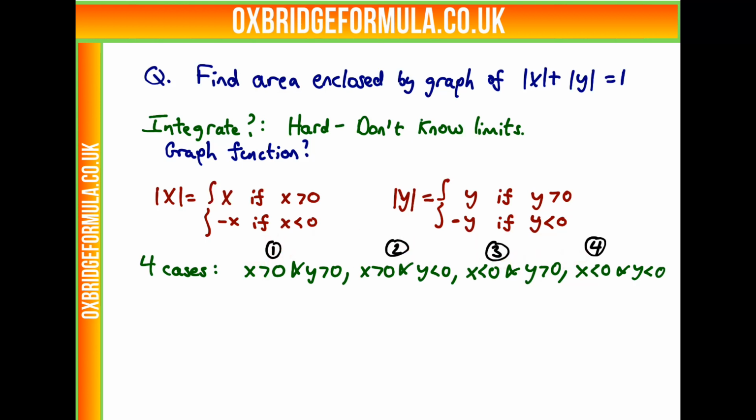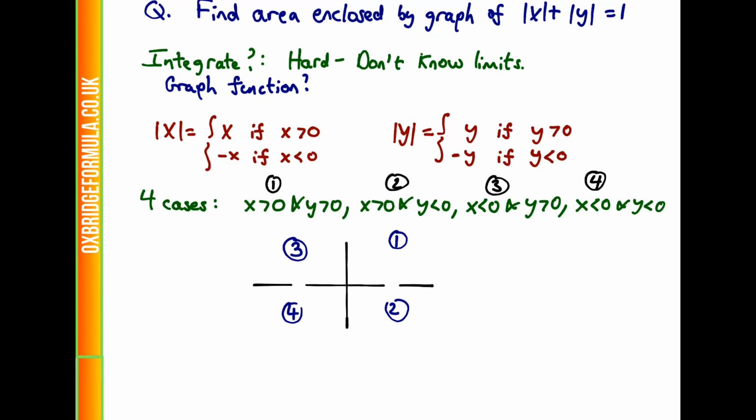So how do these cases look on the graph? What area of the plane do each of these cases correspond to? Well, if you look at it, they're exactly different quadrants of the plane. Case 1 is the top right, case 2 is bottom right, case 3 is top left, and case 4 is bottom left.